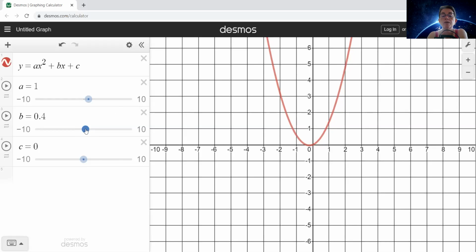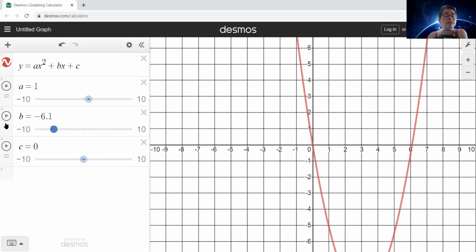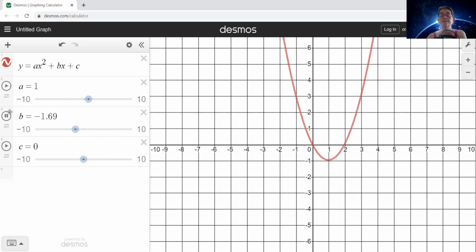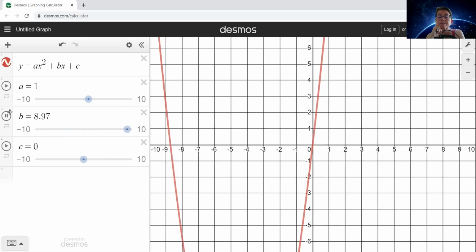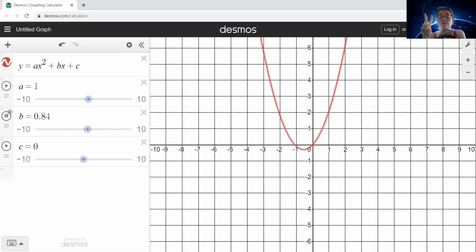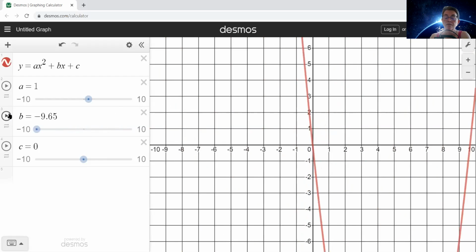And as we change b, ooh, well, that's kind of weird. Look at that. I'll just play that over for you. So 2 things happen when you change b. Not only does it go up and down, but it also seems to move sideways. Let me just stop that for a sec. So what 2 things?